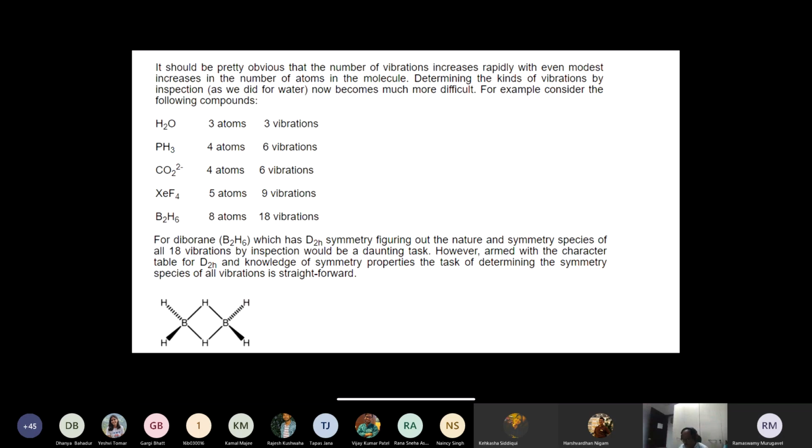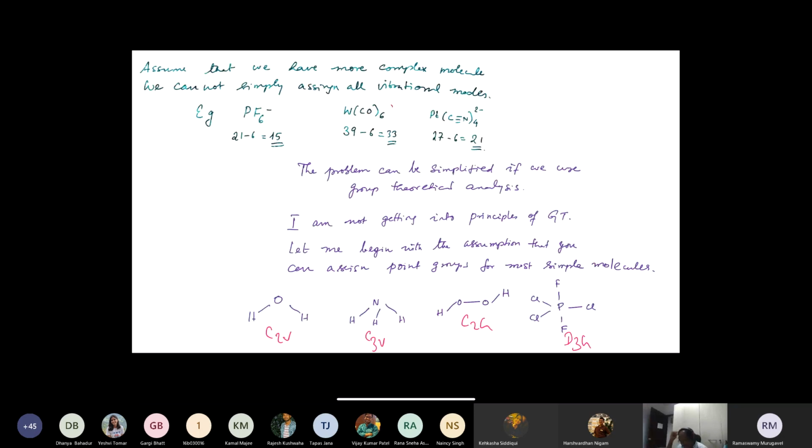Okay. And I showed in the last class that as the complexity of the molecule increases, the number of vibrations keeps increasing. Okay. Then the problem becomes tougher and tougher. However, all these molecules can be assigned to one or other point group, and hence their vibrational modes can be easily deduced in terms of the symmetry symbols. Okay, the A1, A2 I talked about. So I also showed you the examples of WCO6 and platinum tetracyanide, where the problem gets really larger, so you cannot really solve the problem.